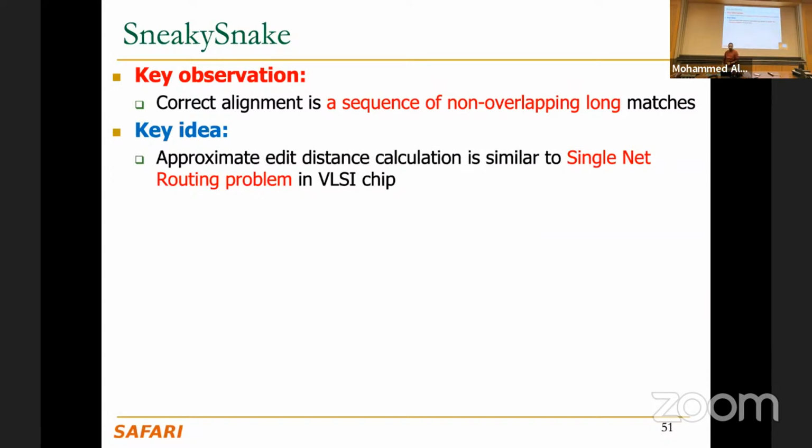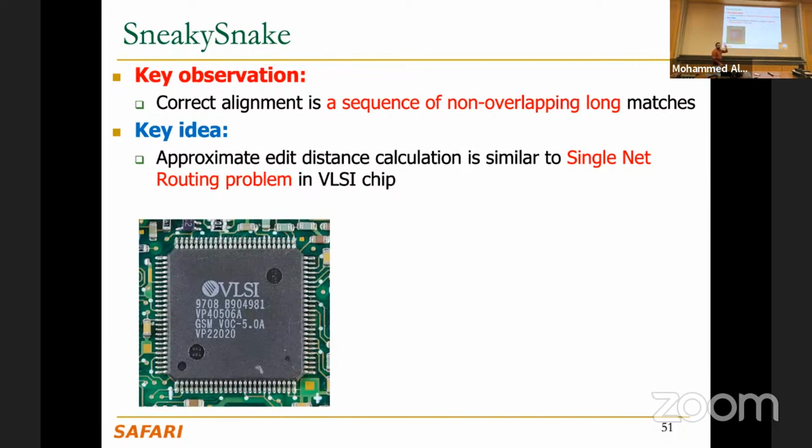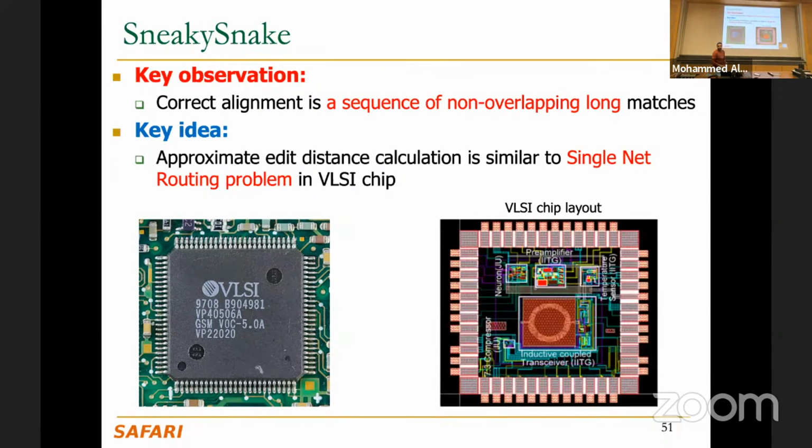The key idea is to approximate the edit distance by solving it using the single net routing problem. If any of you studied VLSI design, okay, perfect. In VLSI design, we have a single net routing problem. What is it? You have this VLSI chip. If you dissect it, you'll see something like this. What are these? You have the silicon around, you have some pins for connecting input and output, and you have some modules on the chip, or a system on chip, where you have a huge number of modules.